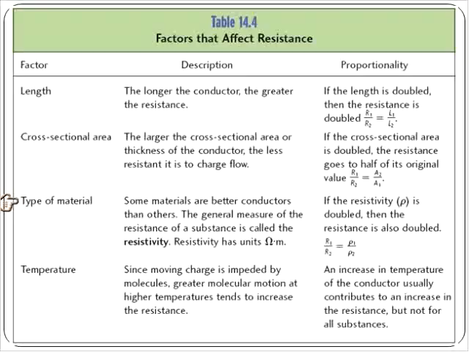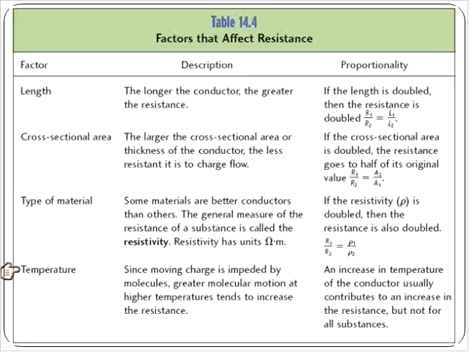So the type of material affects the resistance. And a general measurement of that is something called resistivity. The resistivity depends on the material itself. It's a constant. So copper of a certain purity at a certain temperature will always have the same resistivity. And the fourth thing that affects it is temperature.